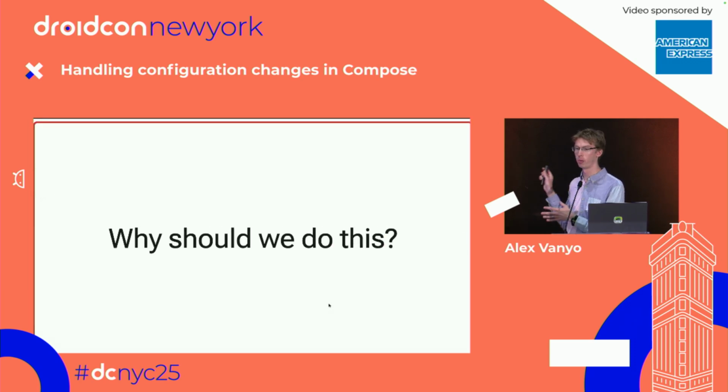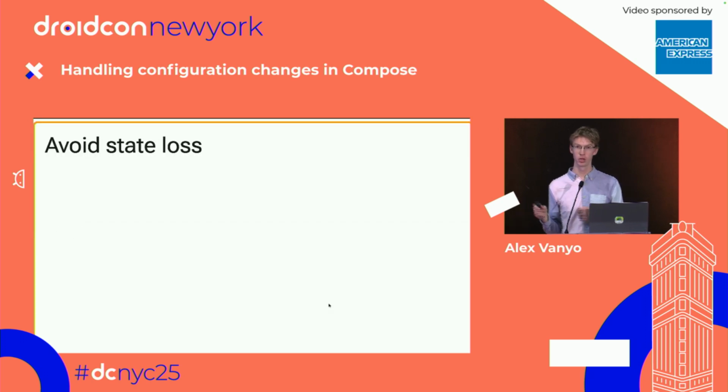All right, that's a whole bunch of examples of what's going on. Why should we do this? Why should we care at all about this? And why should we or shouldn't we add Android config changes to our manifest and opt out of stuff? So here's a few things.